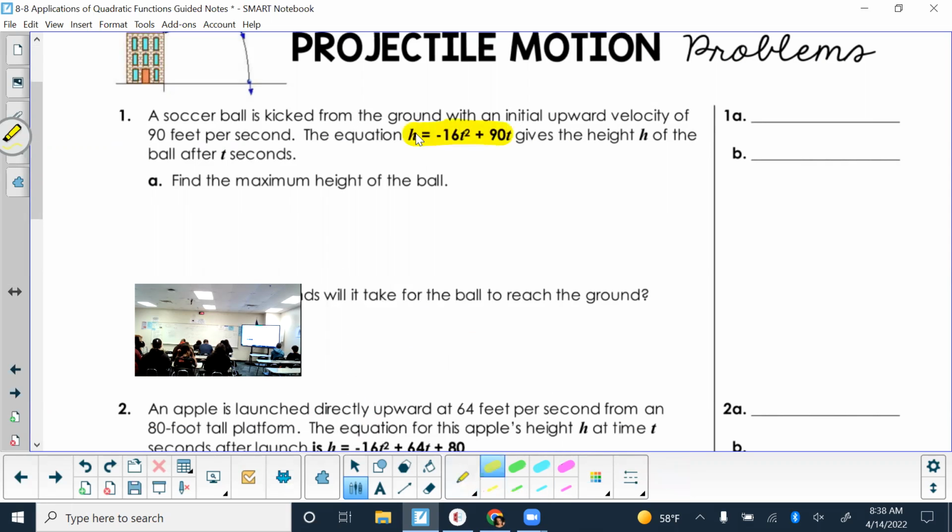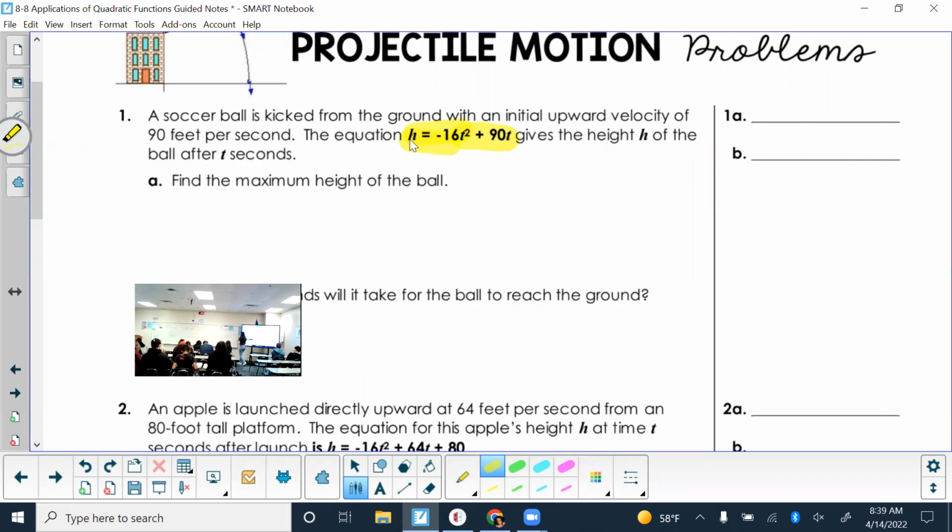Like here, they'll say this equation represents a soccer ball being kicked from the ground with an initial upward velocity of 90 feet per second. So most problems will give you the equation. However, I have seen some problems on the Galileo tests that ask you for the equation. They make you make it yourself. And on your exit ticket, it'll ask you to make the equation.